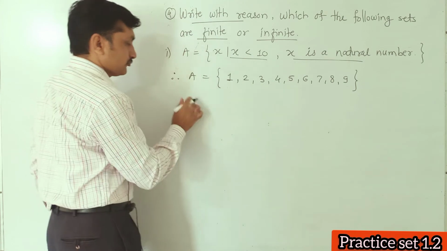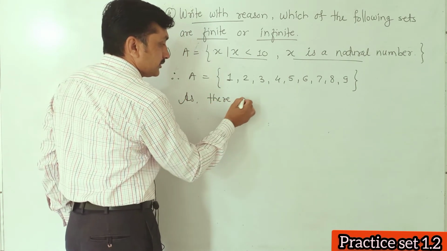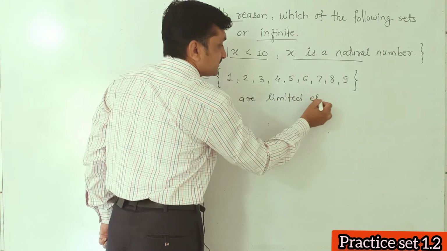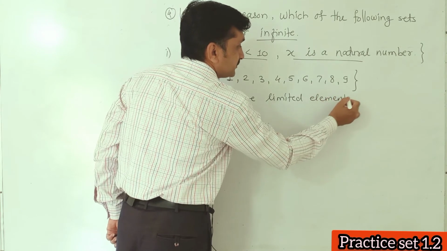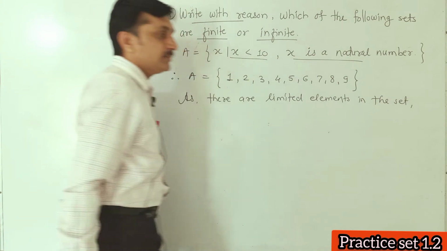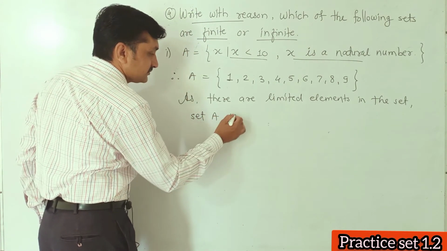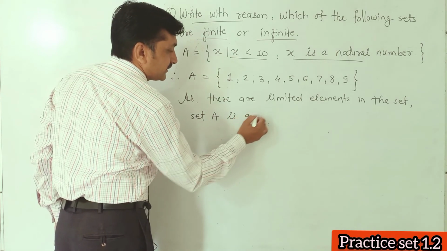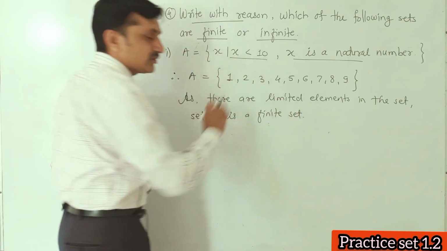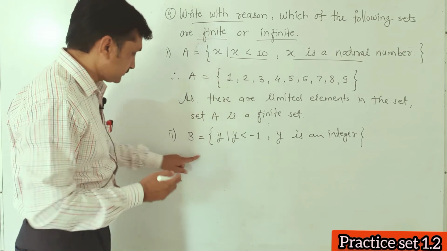With reason, we have to write here: as there are limited elements in the set, set A is a finite set. Limited, that's why finite. Okay? Now the second set is here.